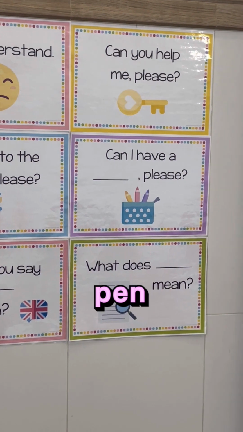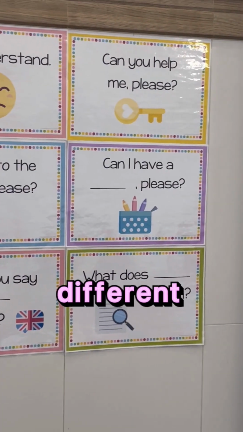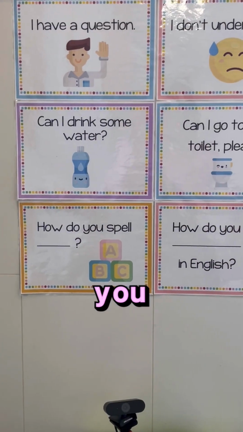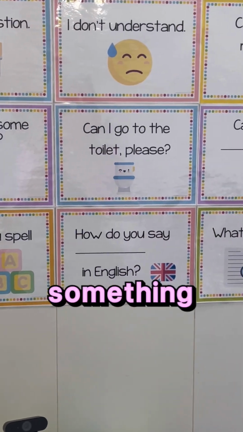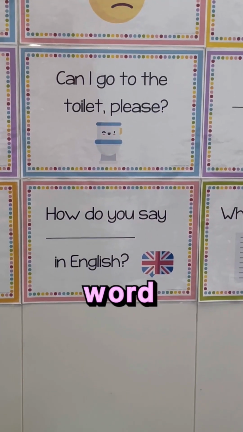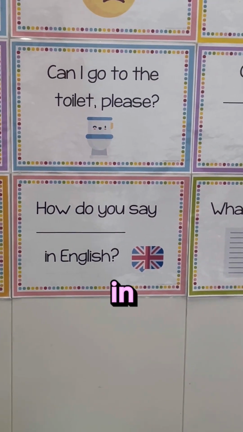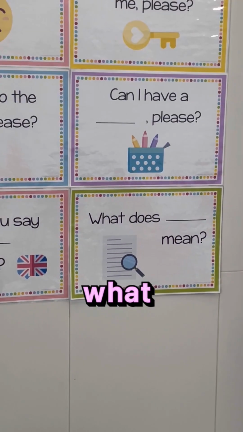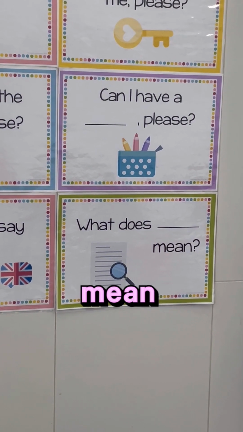Can I have a pen, please? You can use different words here. Can I have a pencil? Can I have an eraser, maybe? How do you spell something? How do you say something in English? And what does something mean? Here you use a Russian word. How do you say kniga in English, for example? And here you use English words. For example, what does worried mean?